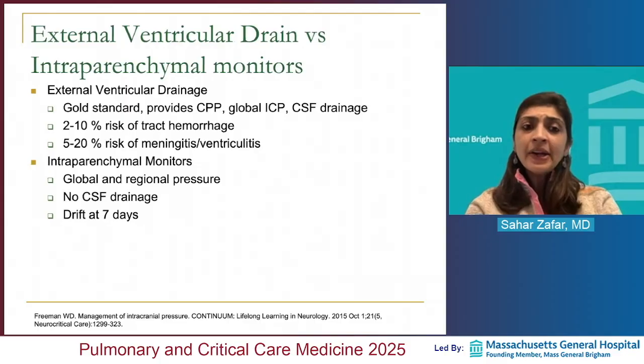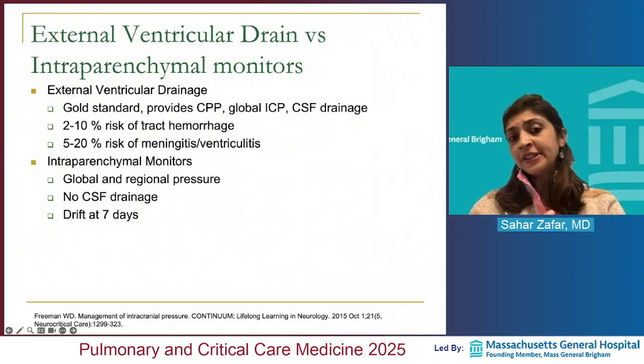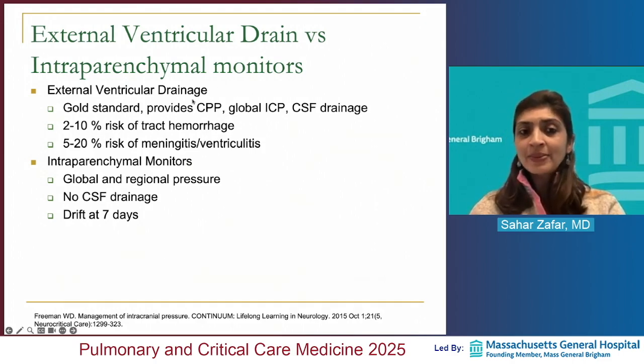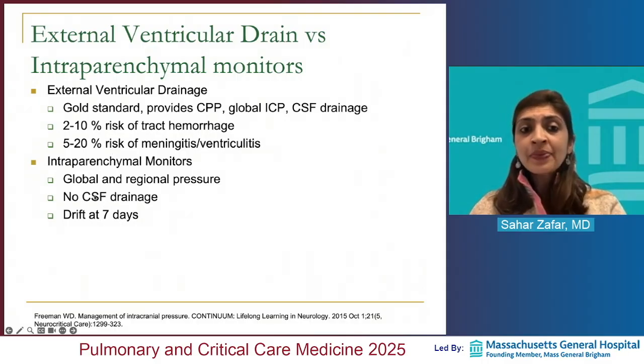And so comparing these two most commonly used monitors, external ventricular drains and intraparenchymal monitors, EVDs are often considered the gold standard because they provide a global measurement, but they also allow for drainage. However, when it comes to accuracy, they're both fairly accurate, and often, unless there's a clear indication or there's presence of hydrocephalus and we need to drain CSF or we need to drain intraventricular hemorrhage, particularly for traumatic brain injury patients, we often start with just regular intraparenchymal monitors.